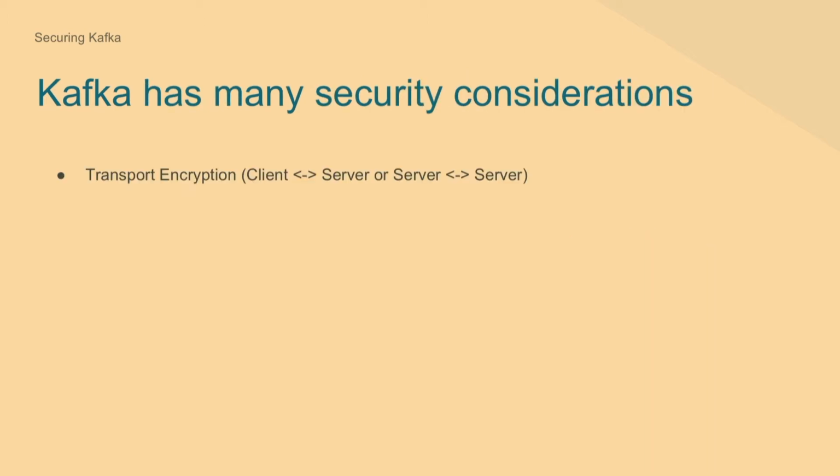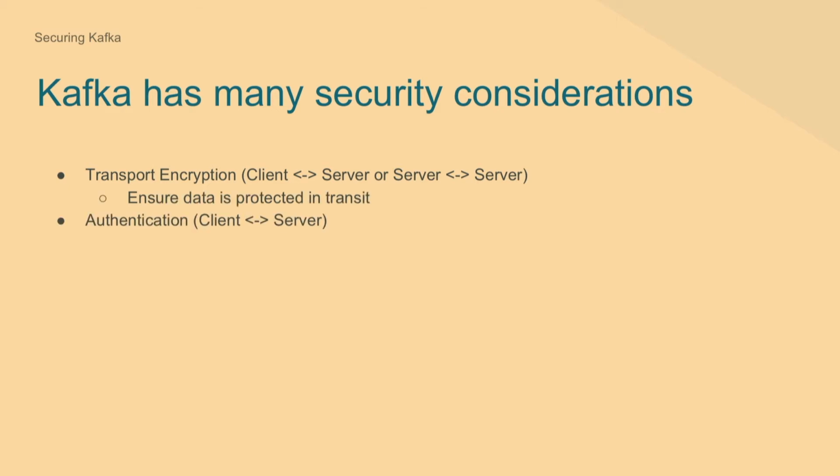So there are several things that you need to consider when you're using Kafka. The first is that you're encrypting the data in transport. So that is data that's coming from a producer into the brokers or out of the brokers to the consumers. And then also from server to server as well.